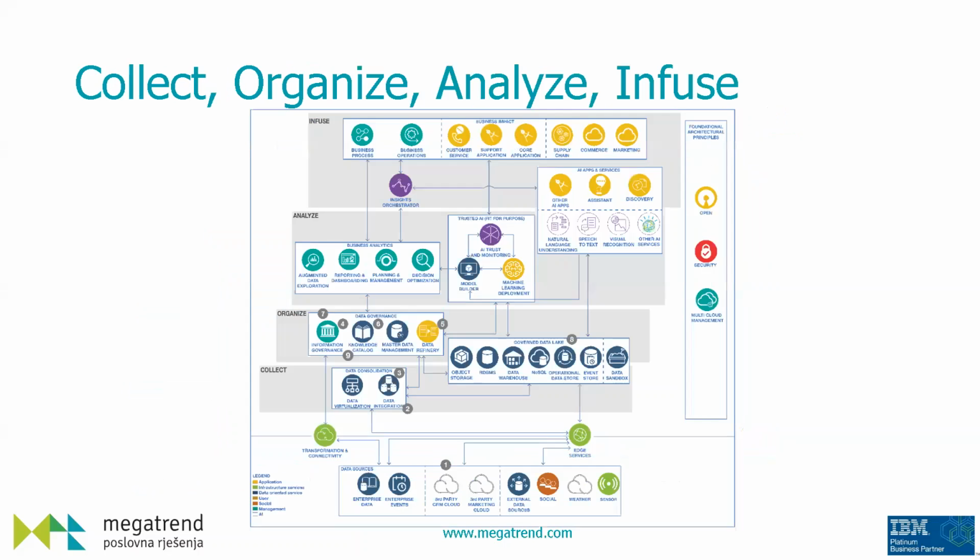So if we now do a little deeper dive into the process of the AI ladder. The AI ladder consists of collect, organize, analyze, and infuse. Here we can see an overview of the AI ladder with the specific parts of how something happens if we want to do a process through the AI ladder. So the first process is collect and organize.